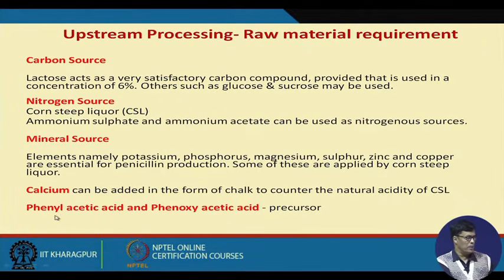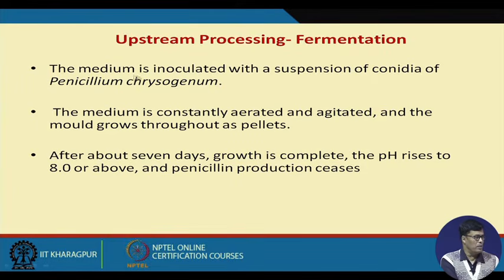Now, I told you the precursor is very much required for the penicillin fermentation process: phenylacetic acid and phenoxyacetic acid. Phenylacetic acid is used for the production of Penicillin G, and phenoxyacetic acid is used for the production of Penicillin V. Now, in upstream processing, the media is inoculated with a suspension of spores, that is, Penicillium chrysogenum. The media is constantly aerated and agitated, and the mold grows throughout as pellets.